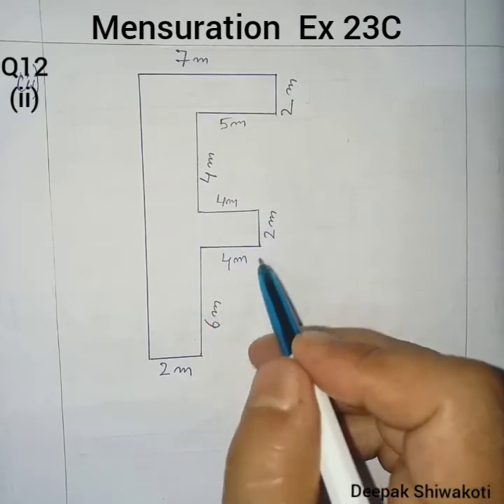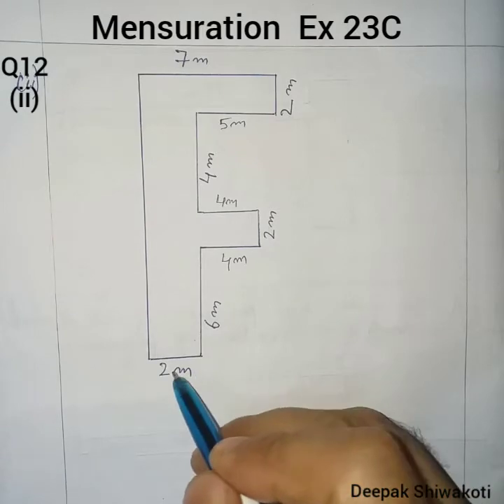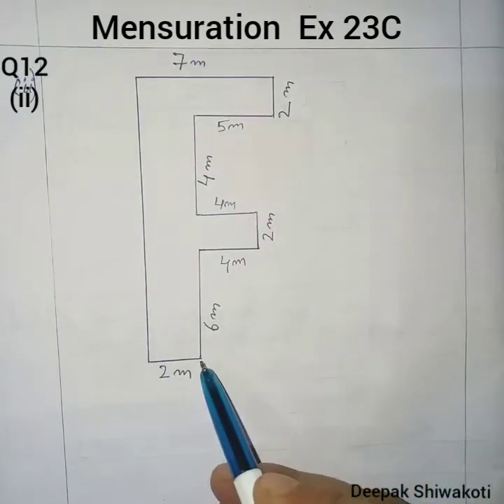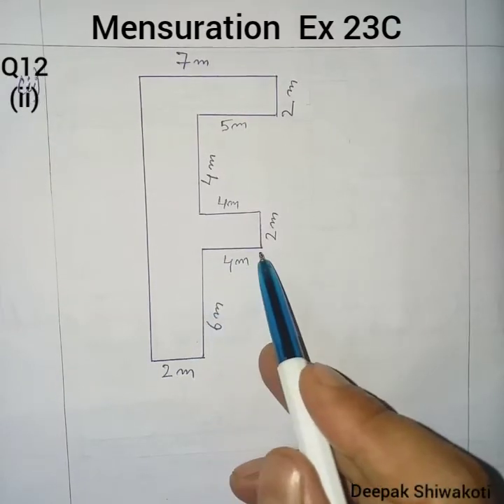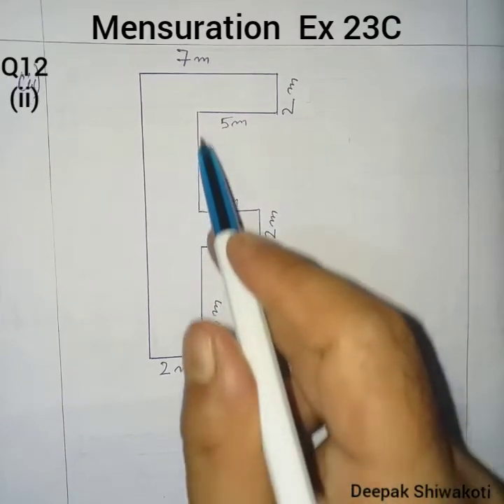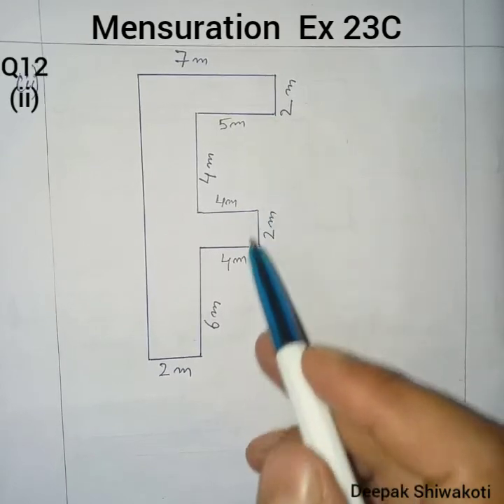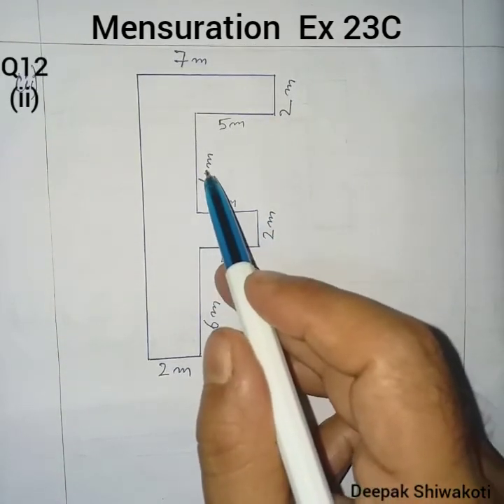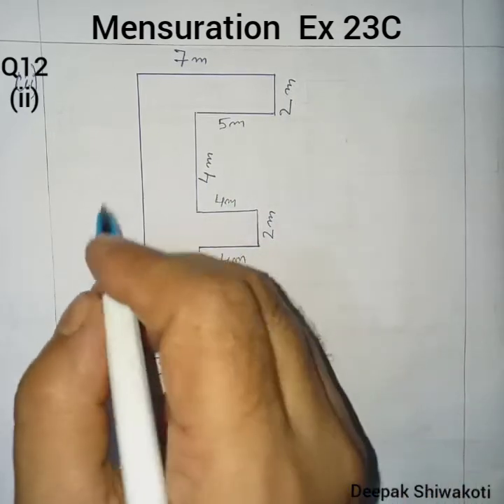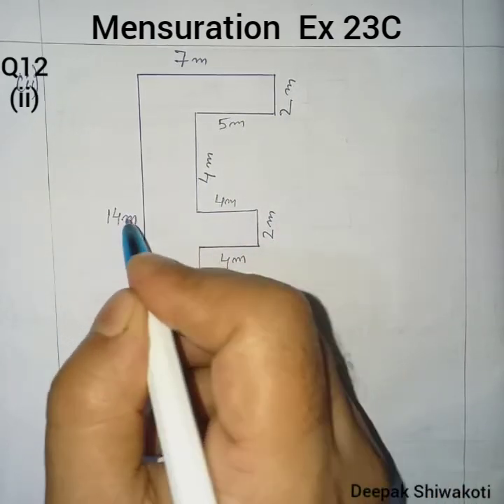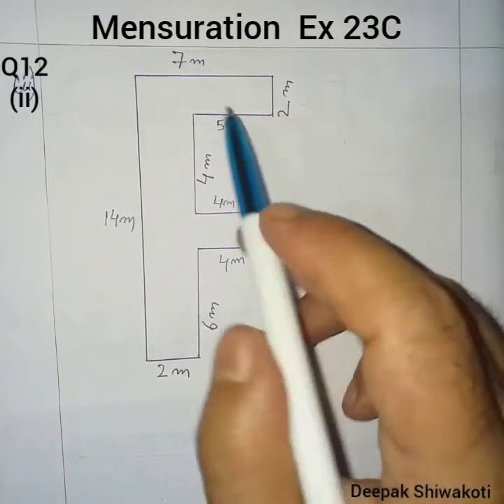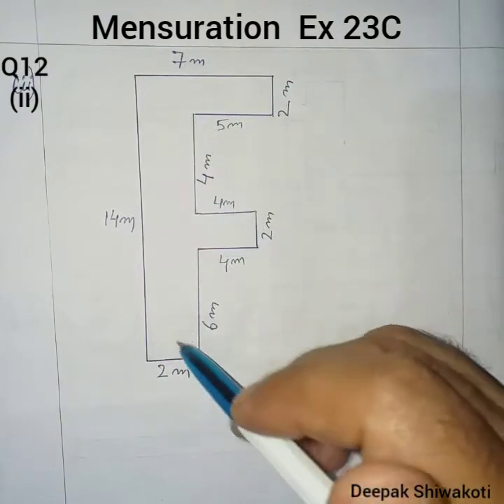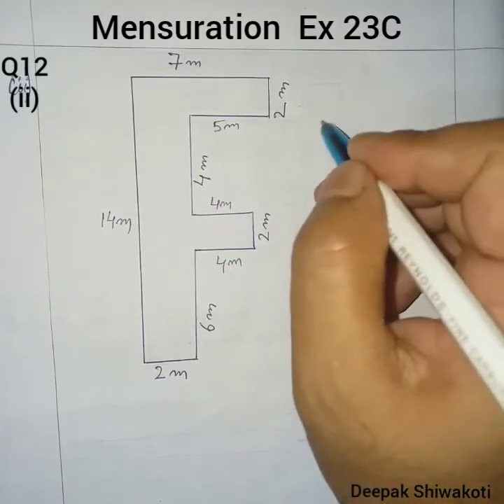So here is 2 meter, this is given. 6 meter, 2 meter. Now this is missing. So this will be the total of this line segment, this line segment, this line segment, and this line segment. That means 6, 7, 8, 9, 10, 11, 12, 13, 14. So this will be 14 meter. Now perimeter means to add the boundary line segments, isn't it? So let us add.